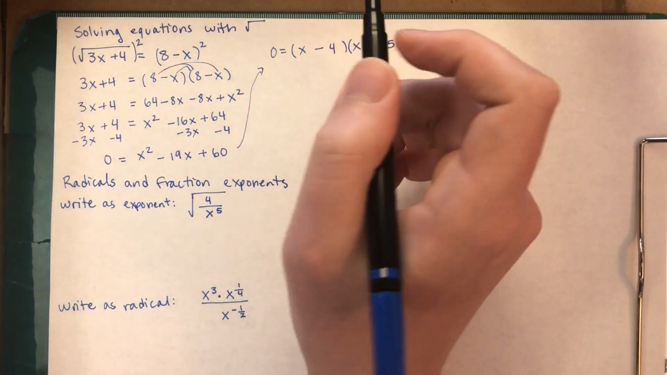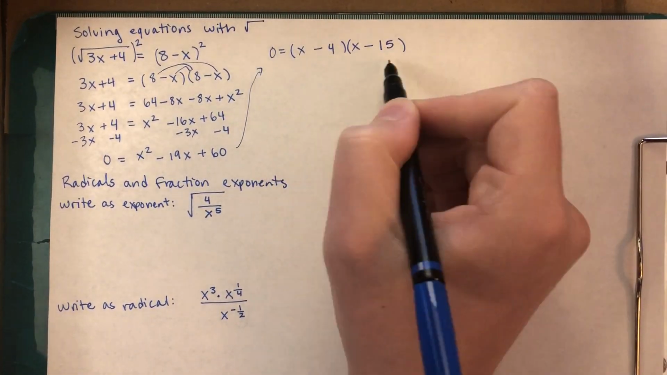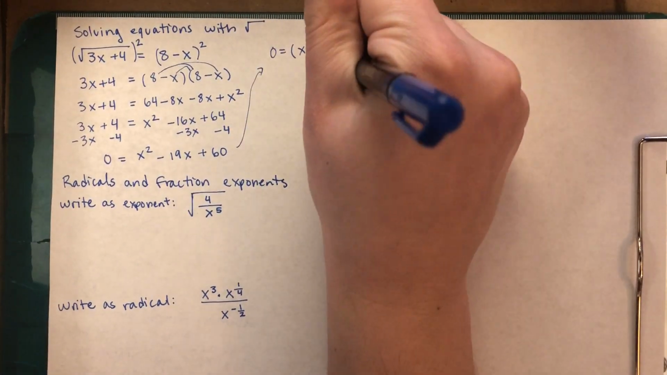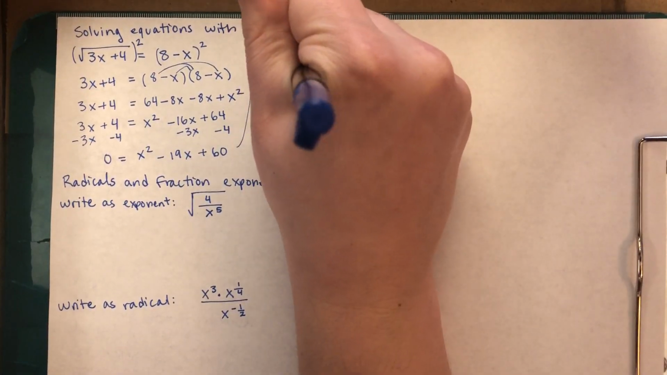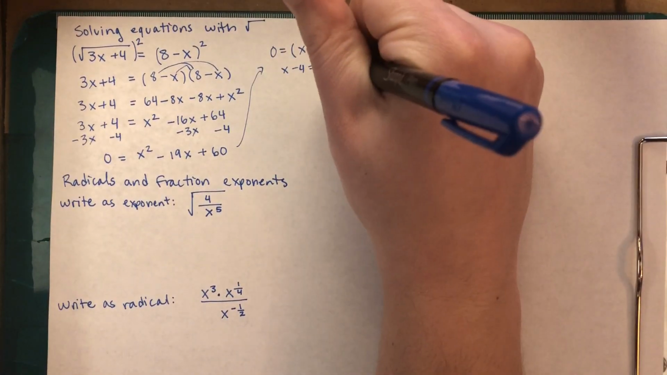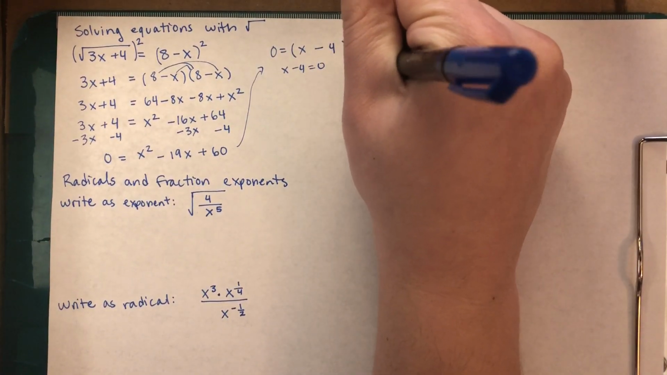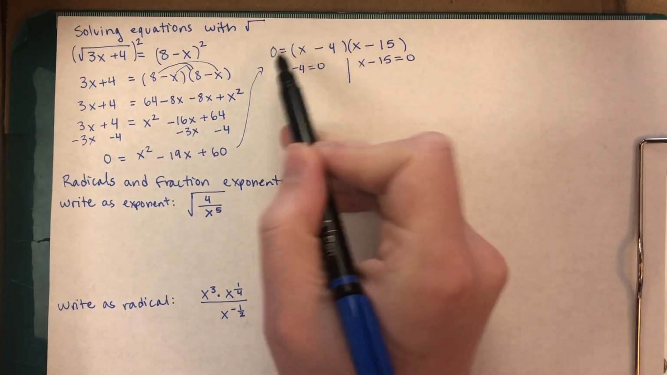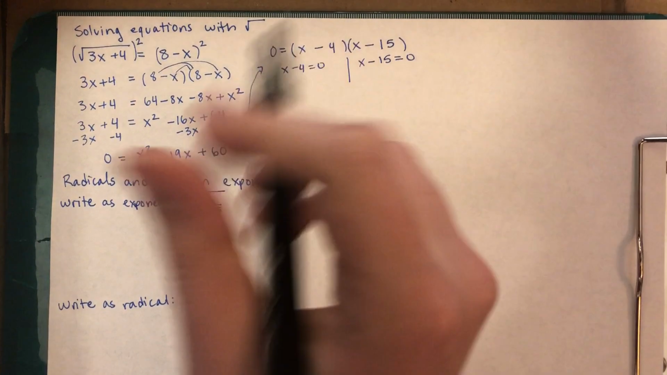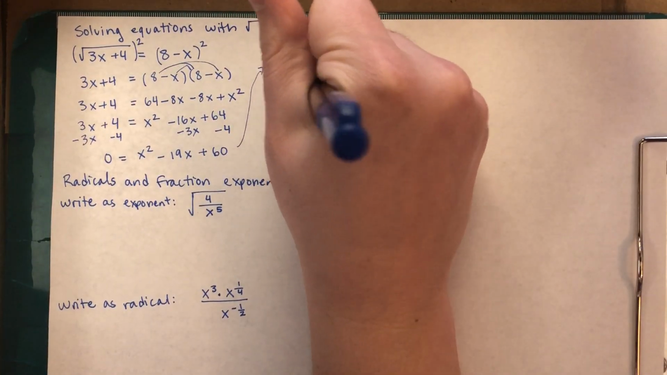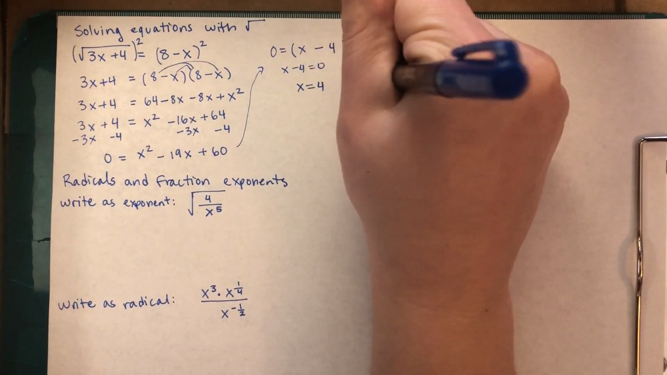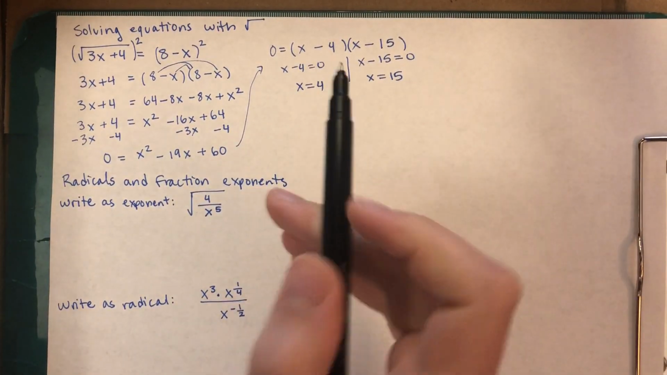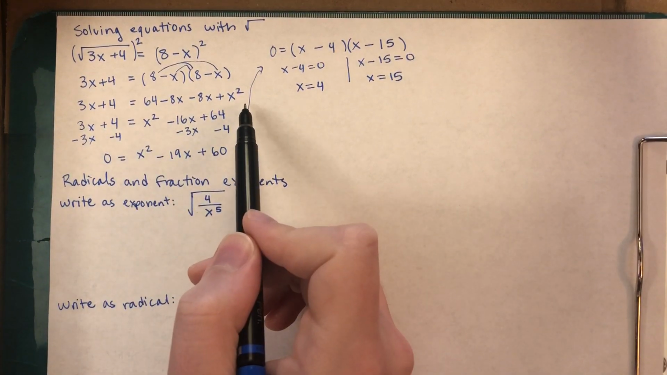And I'm looking for the values of x that make this come out to equal 0, which happens when either this first part equals 0 or this second part equals 0. If either of these two parts equals 0, the whole thing will equal 0. Then I'll just finish solving for x. I get x equals 4 and x equals 15. So these are the solutions to this quadratic equation.